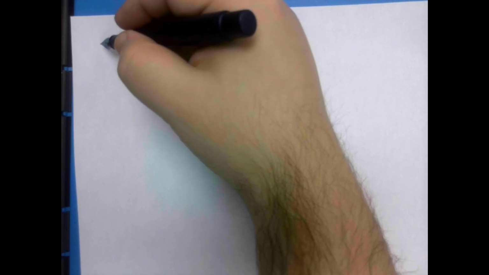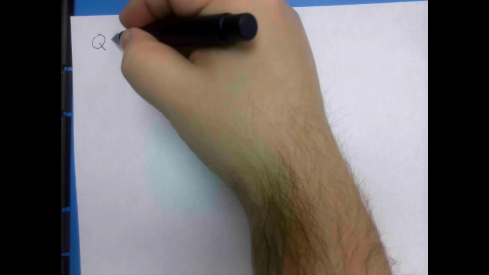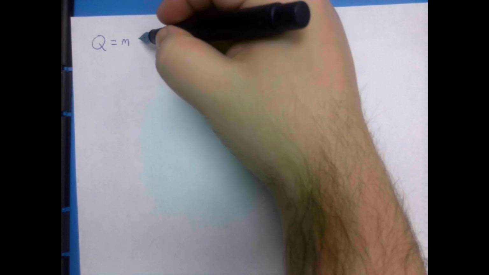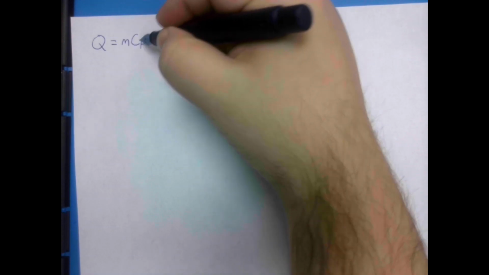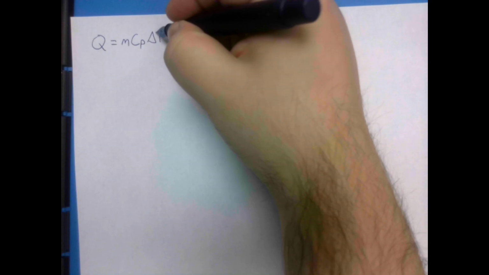We've learned about the heat equation and how we can figure out how much heat is needed to heat something up. So this equation: heat energy is equal to the mass times the specific heat of the material times the change in temperature.